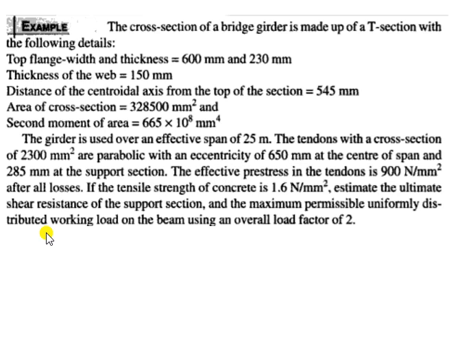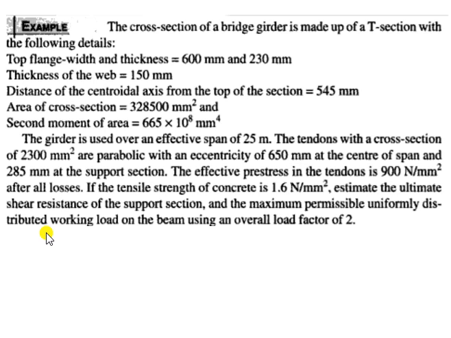So let us consider a few examples based on web shear crack failure and flexural shear crack failure. So let us consider the first example. The cross section of a bridge girder is made up of a T section with the following details. Top flange width and thickness are 600 mm and 230 mm. Thickness of the web is 150 mm. Distance of the centroidal axis from the top of the section is 545 mm.